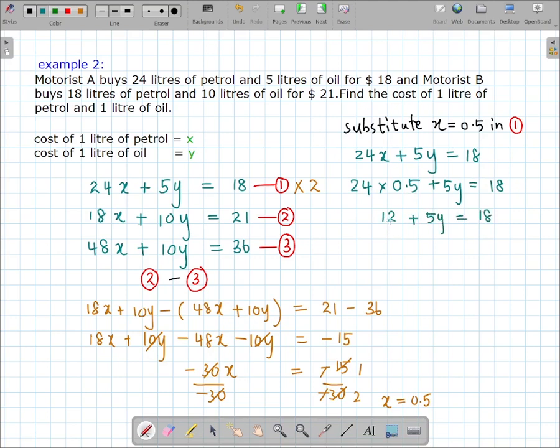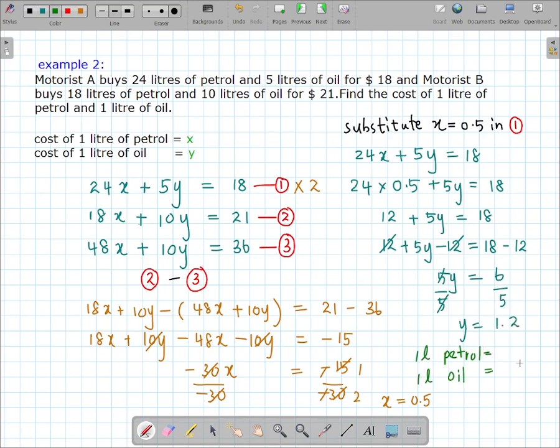Then how do you remove this 12? Subtract 12 from both sides. 12 plus 5y minus 12 equals 18 minus 12. Plus 12 minus 12 gone. 5y equals 18 minus 12, that is 6. Then both sides divide by 5. Then 5 and 5 get cancelled. y equals 6 divided by 5, that is 1.2.